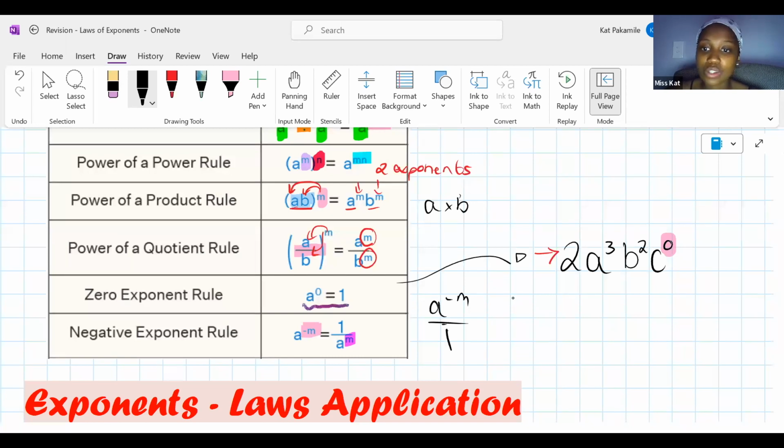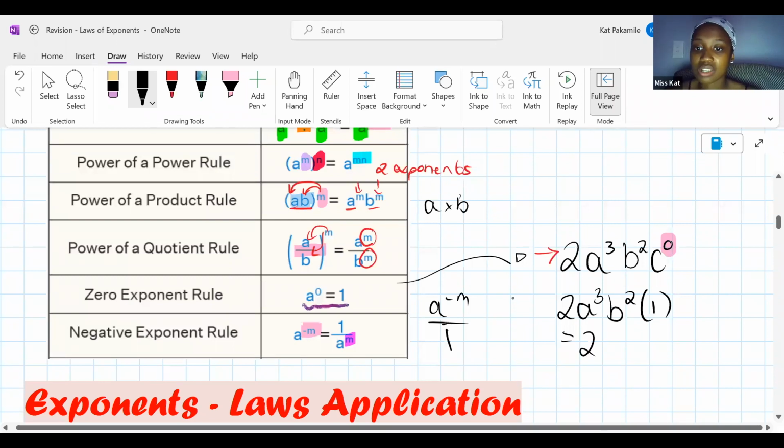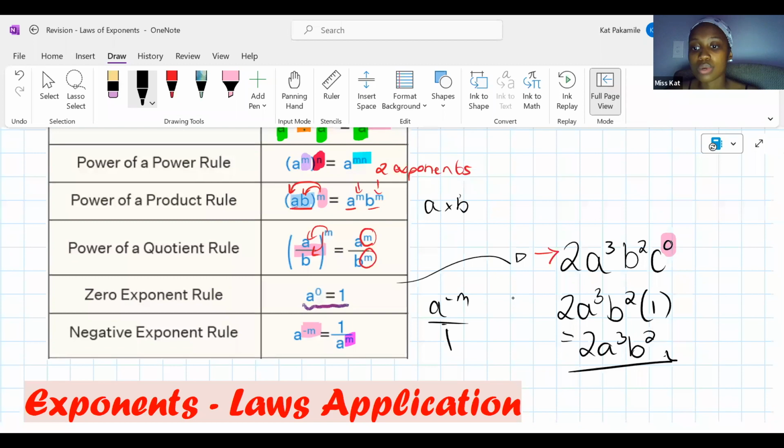Yes, so only the C goes away, guys. So it's A cubed, B squared, and this turns into times 1, but then it's just going to remain as A cubed, B squared. Okay. I hope.